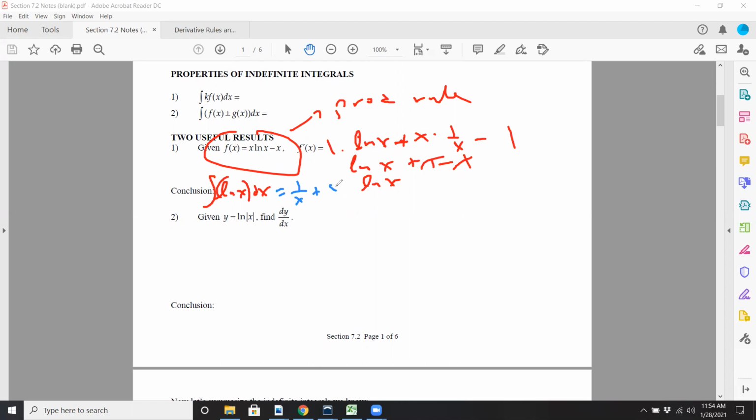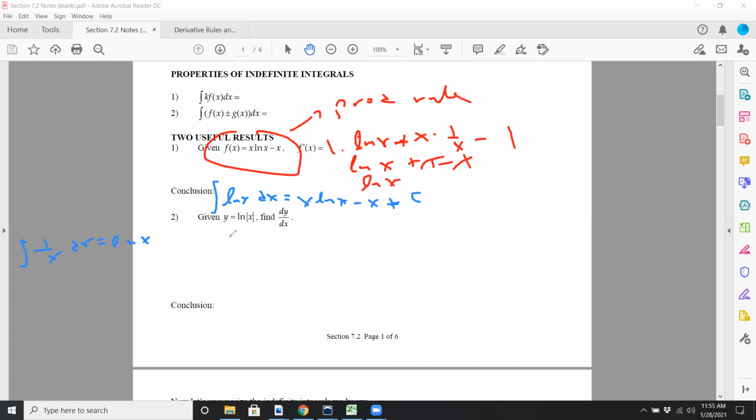Oh, another thing too... wait a second. Goodness. Okay, I just made another error. My apologies. What I meant to say was the conclusion is that the integral of ln x dx equals that chunk right there, x ln x minus x plus c. Sorry about that. So that's the integral of ln x. The integral of 1 over x dx, that's ln x. That's what I meant to say, but I just got confused. So my apologies there for that one.